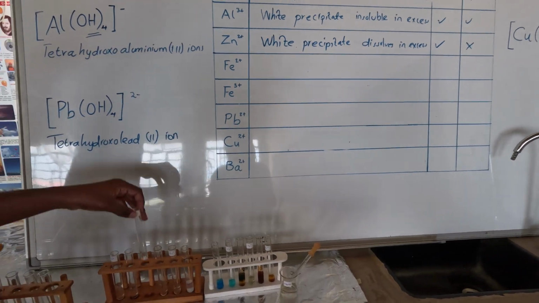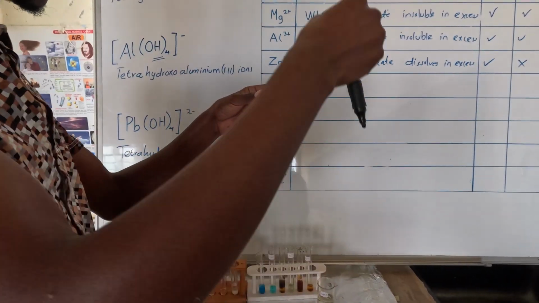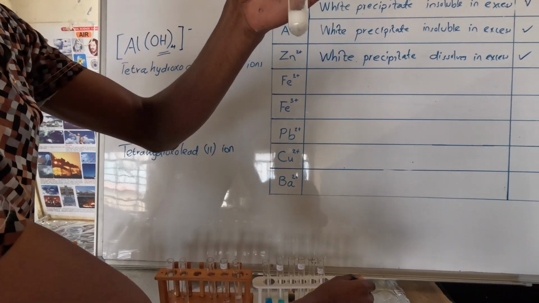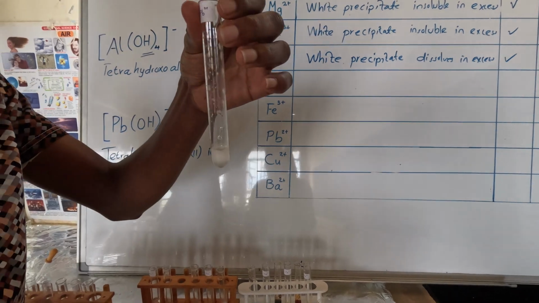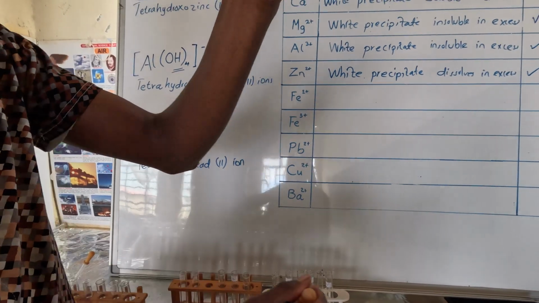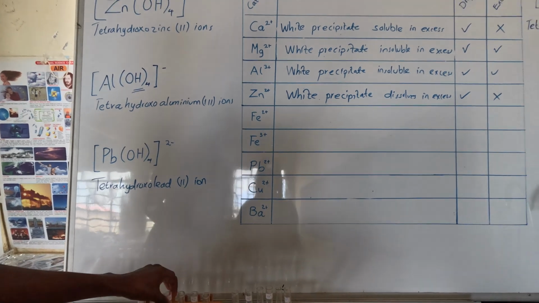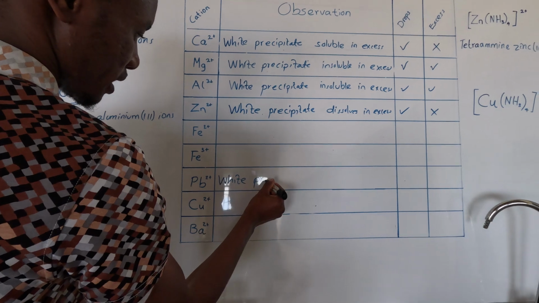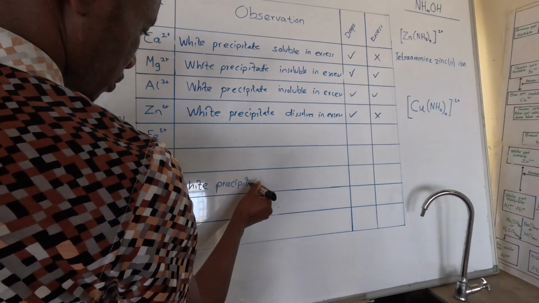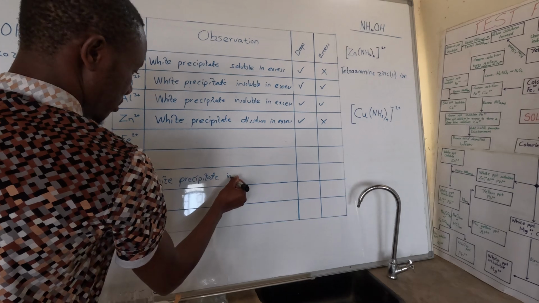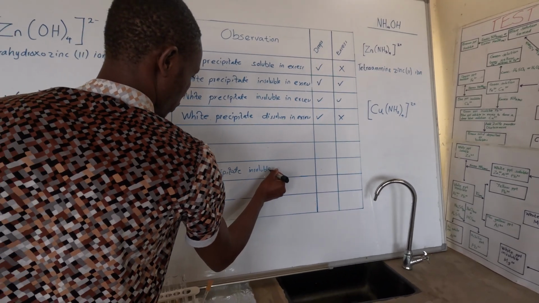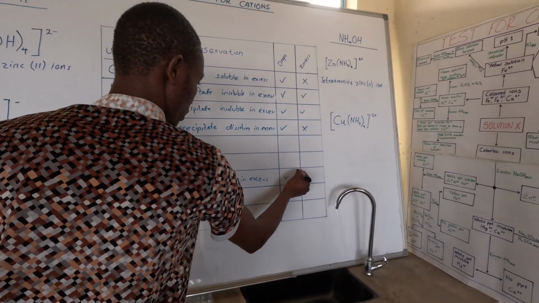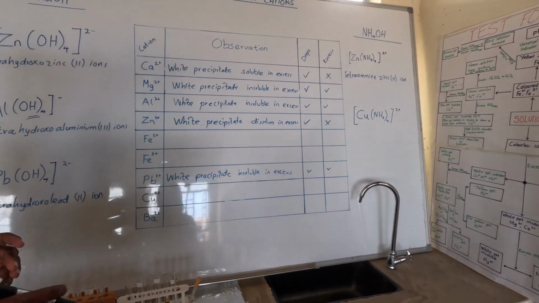Now for the case of lead, we have our lead here. We add a few drops of ammonia, so there is a white precipitate. What about in excess? It stays, so we say white precipitate, insoluble in excess. So it's just a continuous precipitate.